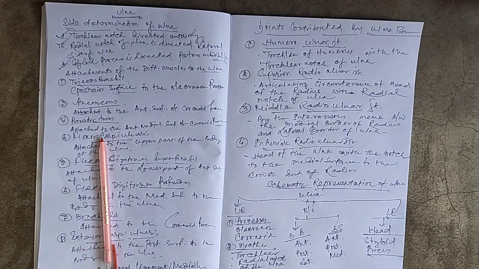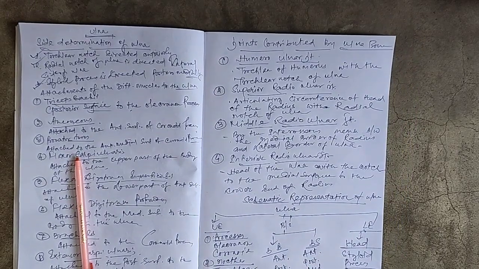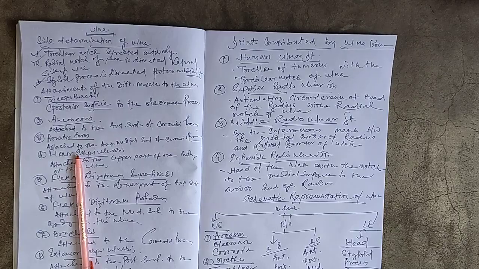Then we discussed the joints of the ulna. Number one, the humero-ulnar joint, which is formed between the trochlea of the humerus and the trochlear notch of the ulna. Then the superior radio-ulnar joint, between the articulating circumference of the head of the radius and the radial notch of the ulna. Then the middle radio-ulnar joint, the interosseous membrane between the medial border of the radius and the lateral border of the ulna. Then the inferior radio-ulnar joint, between the head of the ulna and the notch on the medial surface of the lower end of the radius.